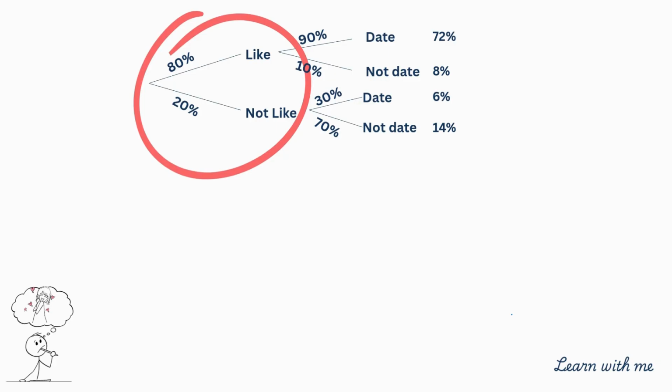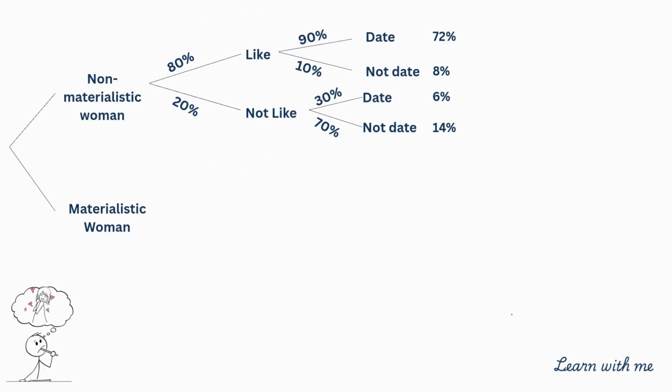Suppose the gentleman is poor, and the lady may or may not be materialistic. Which means in our probability tree, before the like and not like events, we now introduce two new branches, one for a non-materialistic woman, and one for a materialistic woman. If she's not materialistic, then nothing changes, all the probabilities remain the same as before. But if she is materialistic, then the probabilities shift. In that case, the chance she likes him drops to 60%, and the chance she doesn't like him increases to 40%. Also, in this case, the chances of going on a date change too.